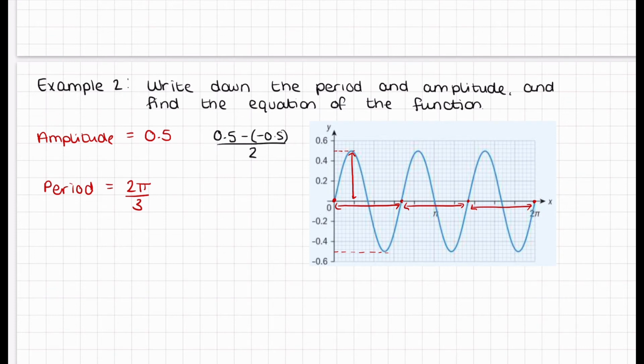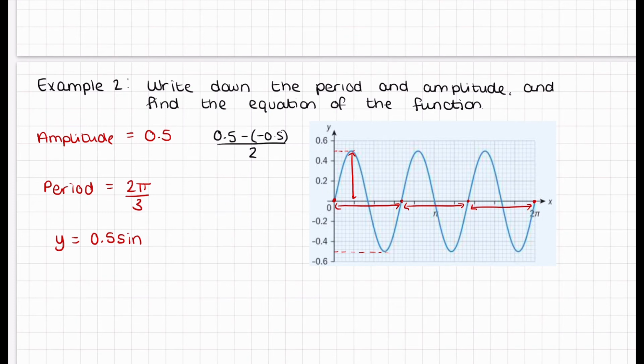Now to write the equation of the function, the first thing, it's starting at the origin, which means it's a sine graph. So we know it's going to be a sine. We've worked out the amplitude is 0.5, so it'd be 0.5 sine. The graph doesn't appear to have translated, shifted horizontally or vertically, so there are going to be no values added.